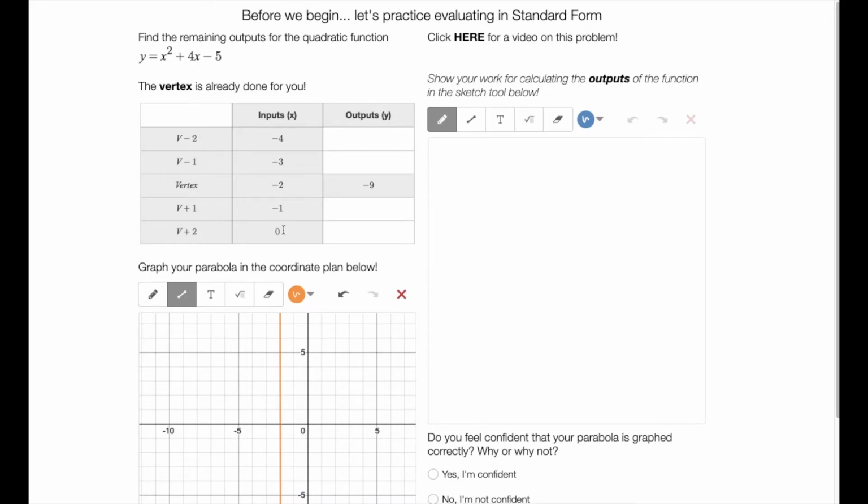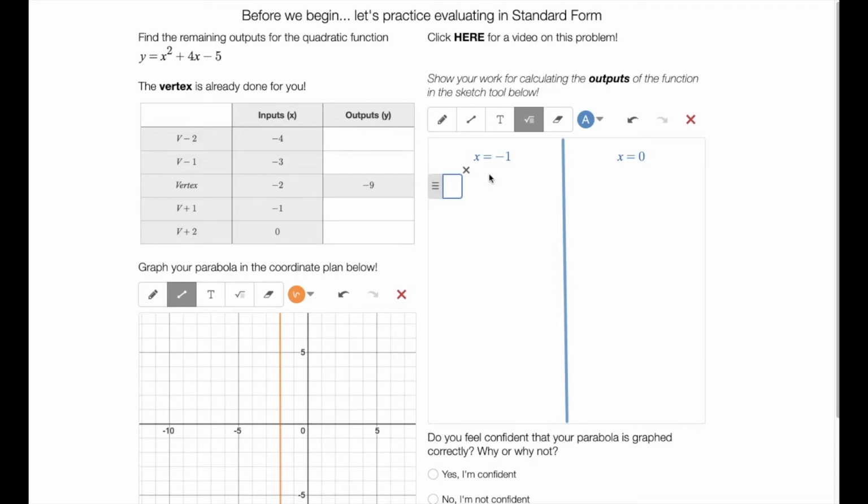So because parabolas are reflected, we only have to plug in half of the table. So I'm going to split this in half here, and we're showing our work for calculating the outputs of the function. I would always rather deal with 0 and -1 than having to deal with outputs like -3 and -4. So I'm going to input the lower half of the table. So I'm going to input -1 and I'm going to input 0.